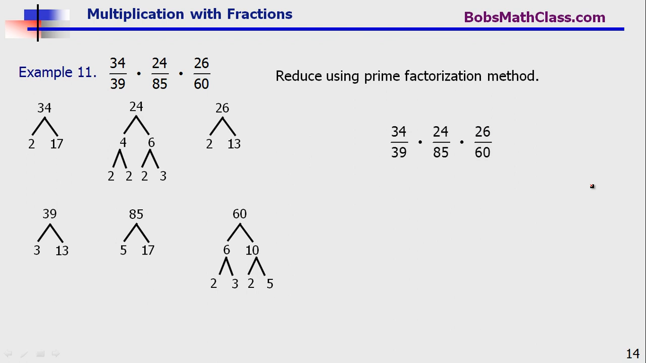Okay, so replace each number with its prime factorization. So in place of the 34, it's 2 times 17. 24 is 2 times 2 times 2 times 3. 26 is 2 times 13. 39, 3 times 13. 85, 5 times 17. 60, 2 times 2 times 3 times 5.